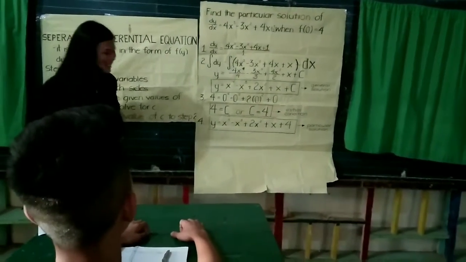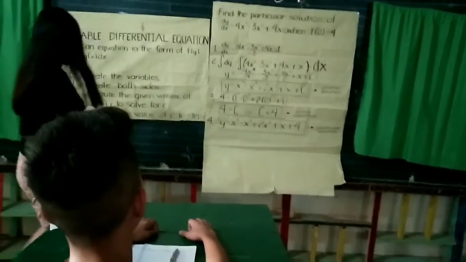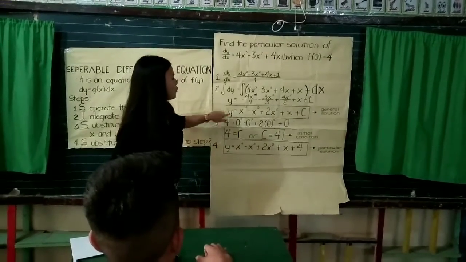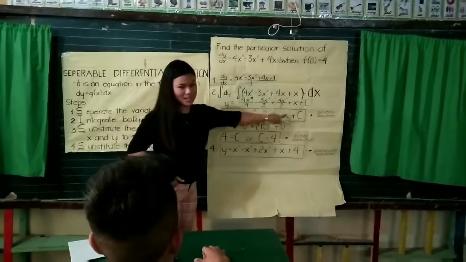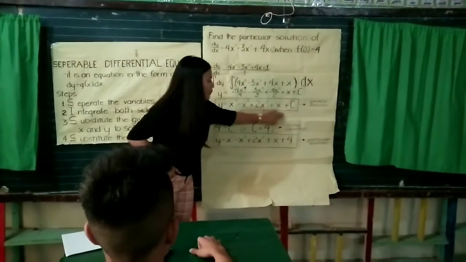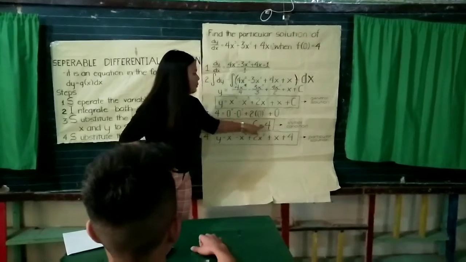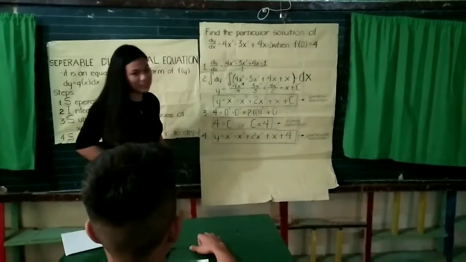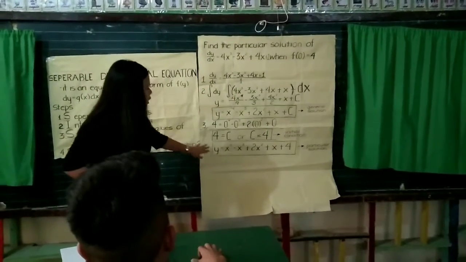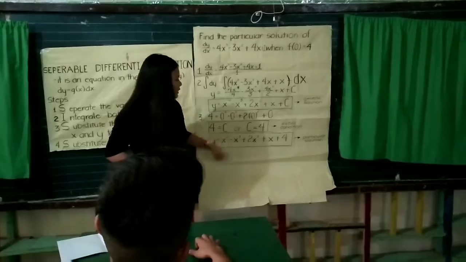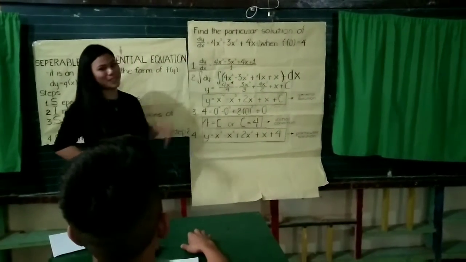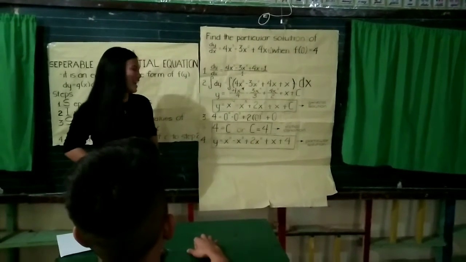Are you still with me? Yes. Okay, proceed to step 4: substitute the value of c into step 2. So to end this, we are just going to copy this equation, and we are going to copy the 4 and put it in c, since c is the value that we were looking for. That will give us y equals x raised to 4 minus x cubed plus 2x squared plus x plus 4. And finally, we have the particular solution of the given problem, and c equals 4. That's all for today, and thank you for listening.